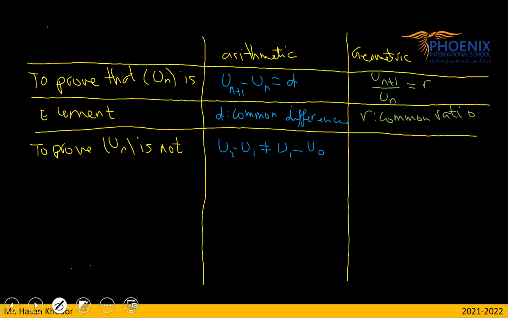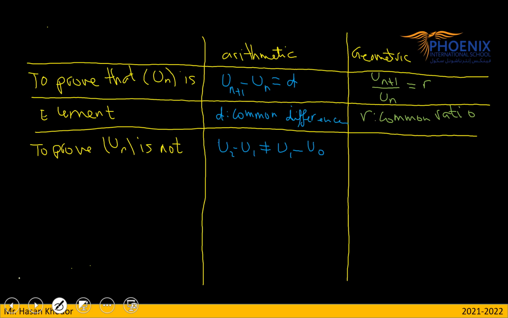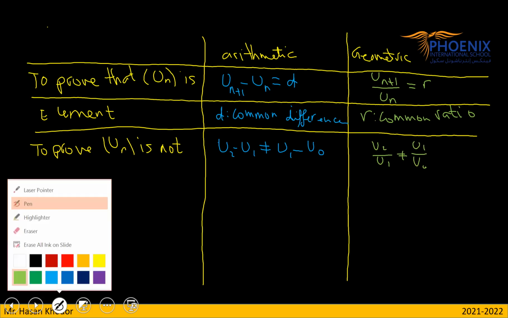Now, what about in the case of a geometric sequence? The same, but concerning the ratios. u2 divided by u1 is different than u1 divided by u0.